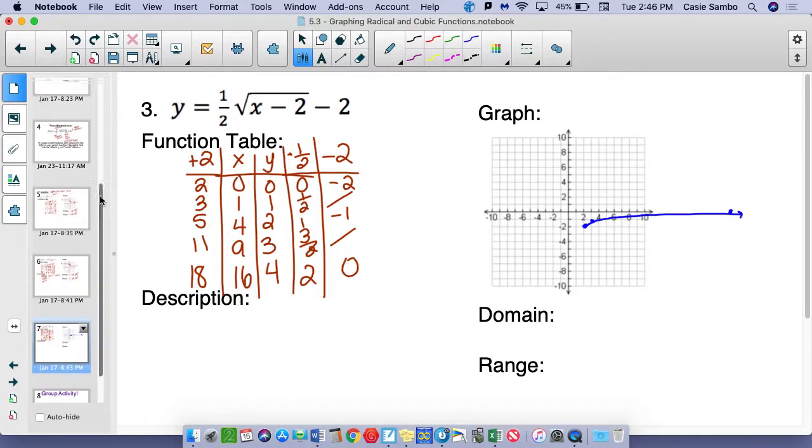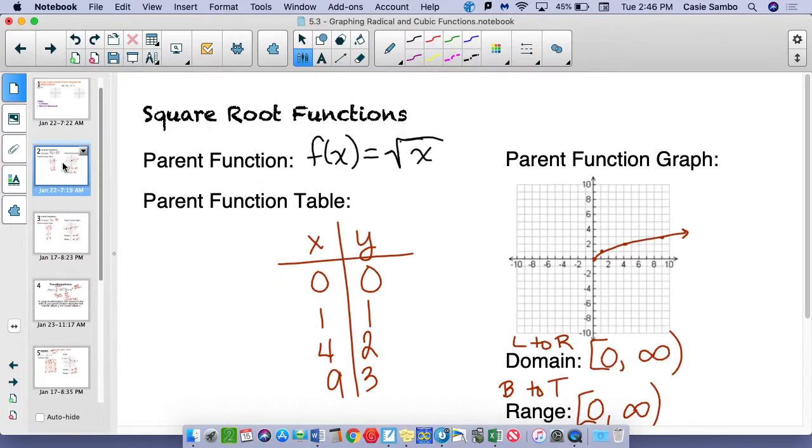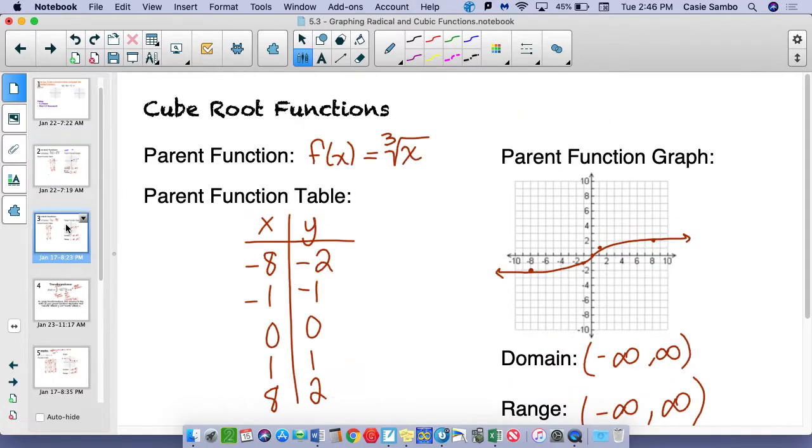Here's one thing you should notice, though. I'm going to go back. On the square root function, you're going to have a stop on one side and an arrow on the other. No, it's always going to be like that because we don't do reflections over the y-axis. So it's always going to stop on the left side and continue on to the right side. The cube root function will always continue on both sides.